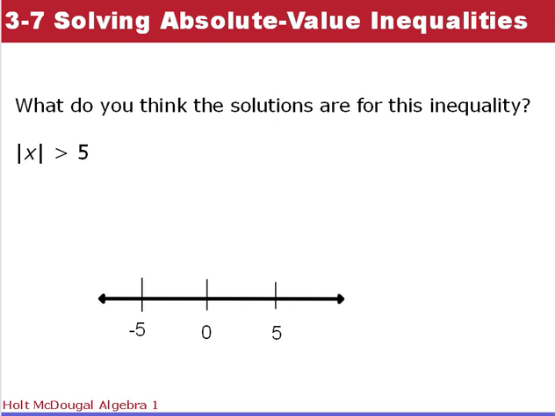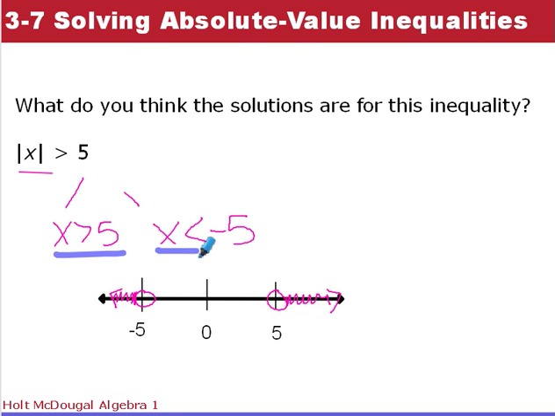What do you think the solutions are for this inequality? Absolute value of x is greater than 5. For this inequality, again, our variable's already been isolated, so we can break it into two inequalities: x is greater than 5, or x is less than negative 5. When we graph this, our two endpoints are not part of the solutions, so we have open circles. X is greater than 5 is going to go to the right. X less than negative 5 is going to the left.